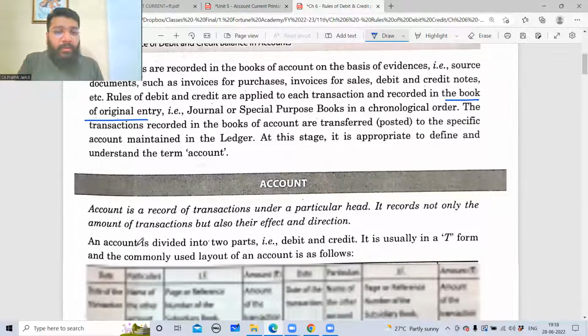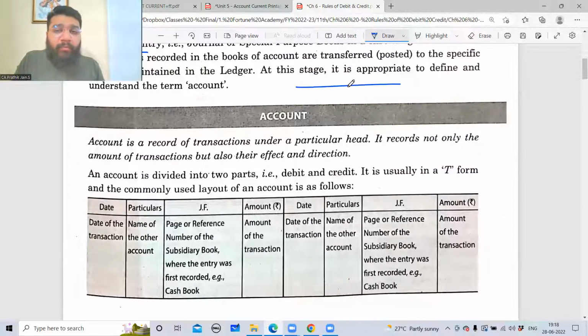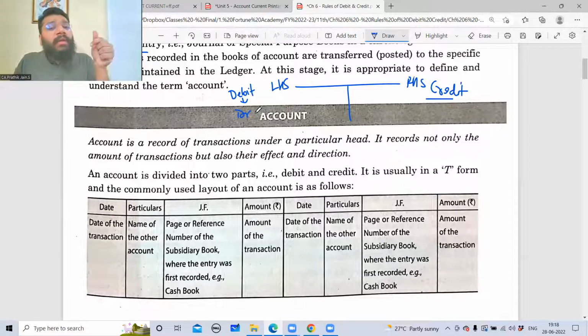Yes, sir. So we learned account. Account is in T-shaped format. Left hand side of the account is being represented by the word debit, and the right hand side is credit. So the abbreviated form of debit is DR, right? So how did we get the abbreviation DR? From the Latin word debere, and for credit we got credere. Italian word, Latin word, right?